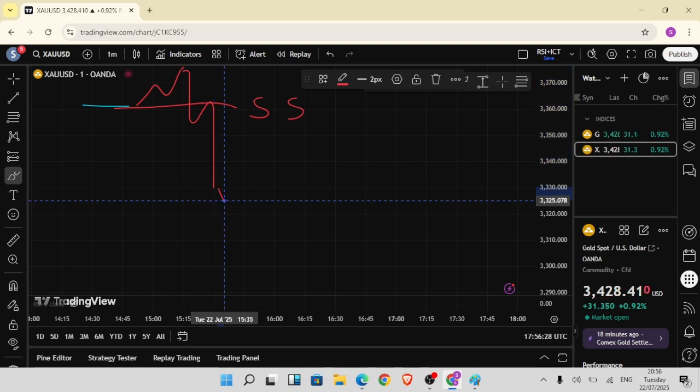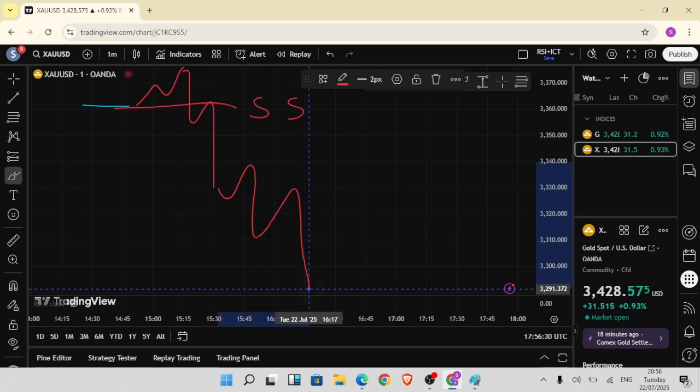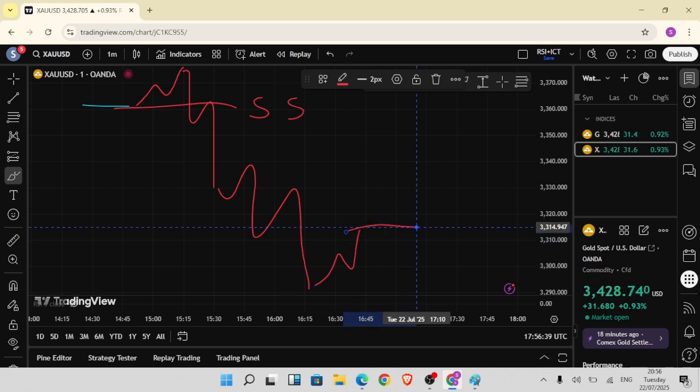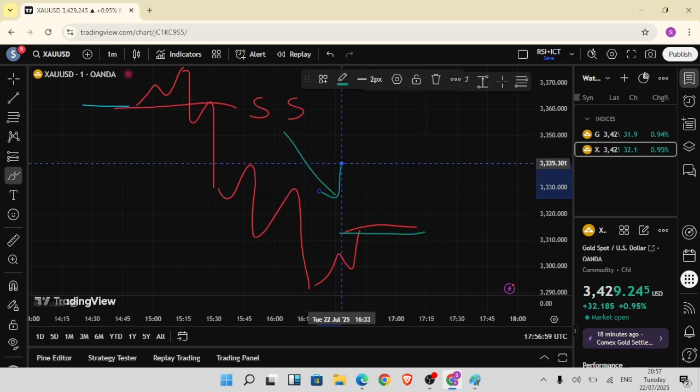Now as price is going lower, it forms a low and then closes. At this point, you are holding your sell stop order, which is now a running trade, and you can close this trade at this point. Don't you think you will have made some money on this run? You will have made some money on this run.